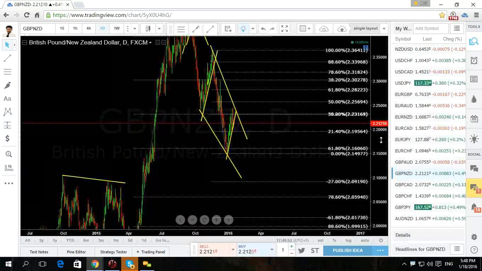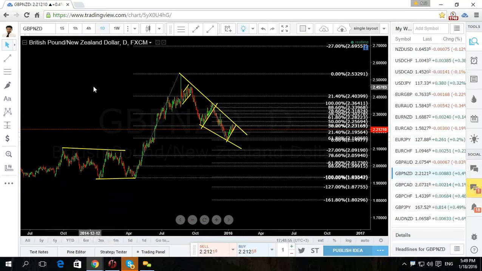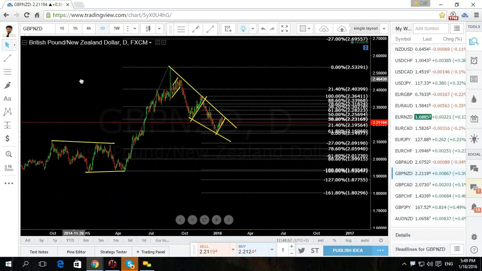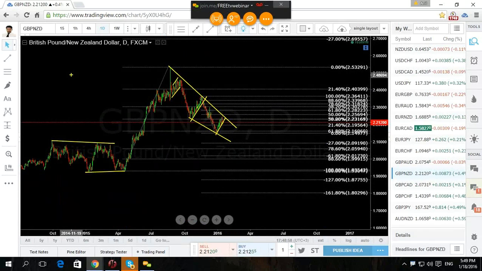So, this is the structure I showed you guys. Remember this structure? What we're going to look for here is the same thing. A break of this structure will give us this, and a break of this structure will give us this, and then that. Right? If they break this to the downside, you have a small trade here to complete this pattern. If they break it here, the pattern is completed and they're going.